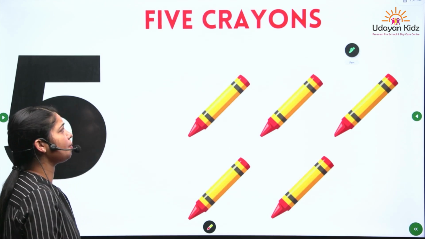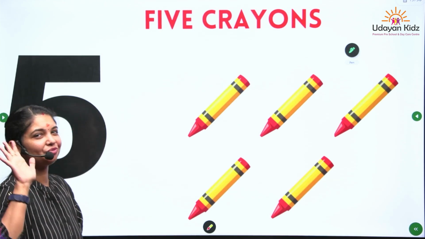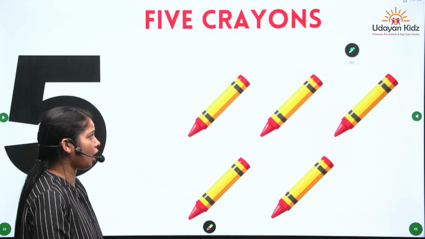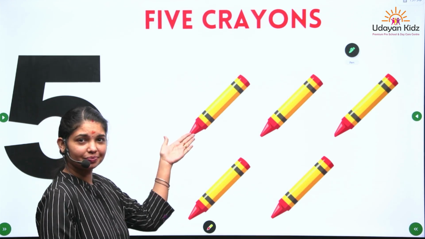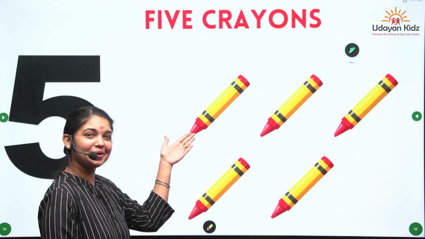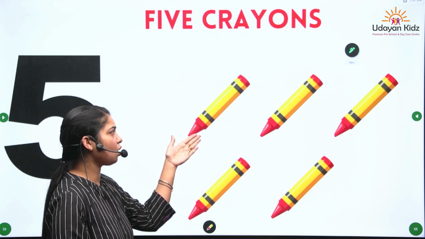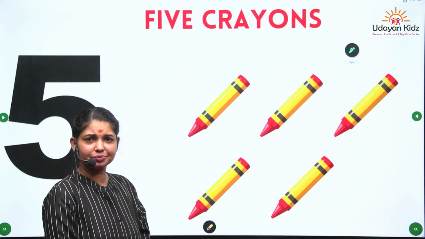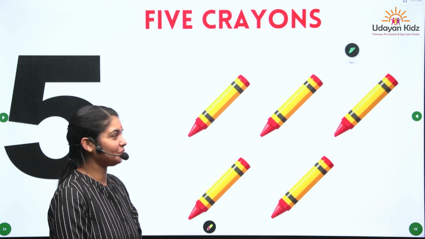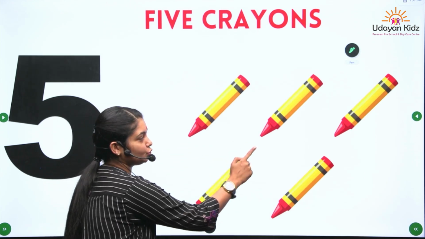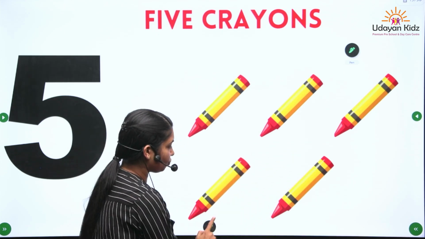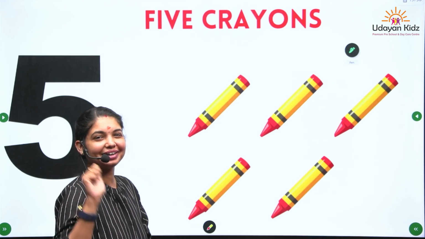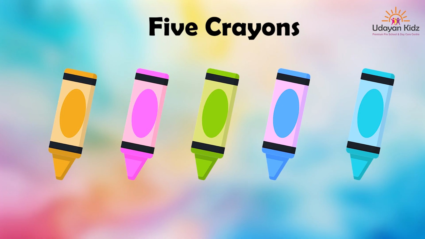So next number is number 5. Oh wow. What is this? This is crayons. Okay. Now tell me how many crayons are there? Let's count it. 1, 2, 3, 4, 5. How many crayons are there? 5 crayons. Very good, children.